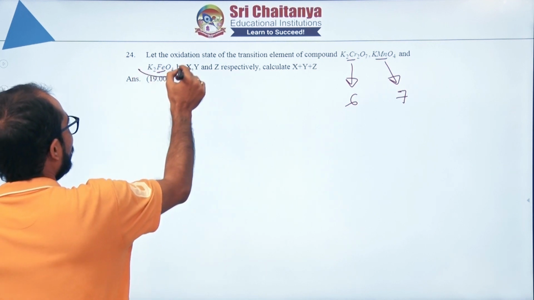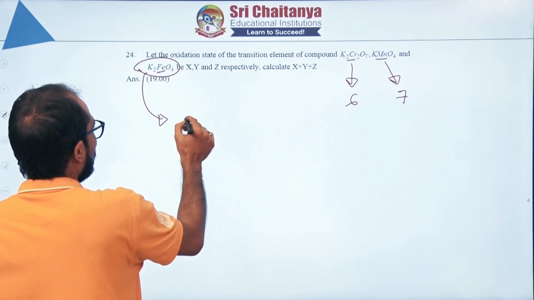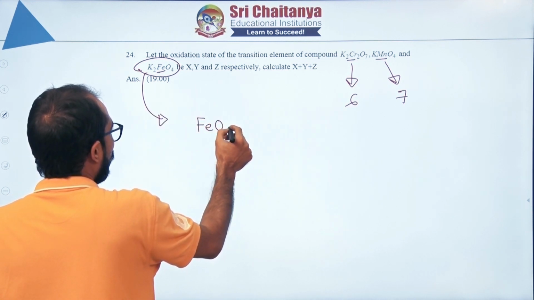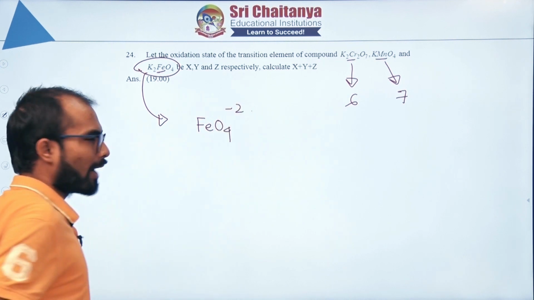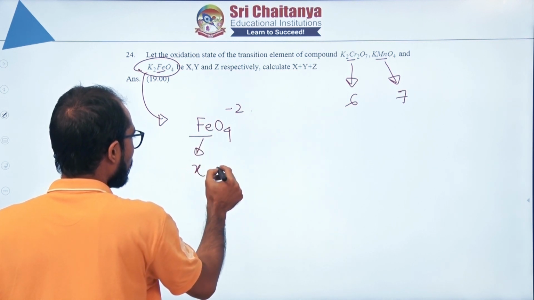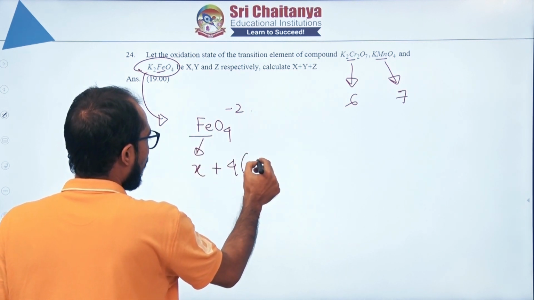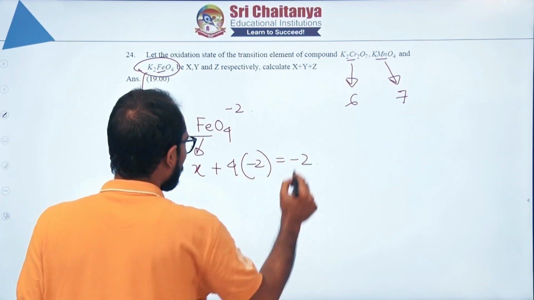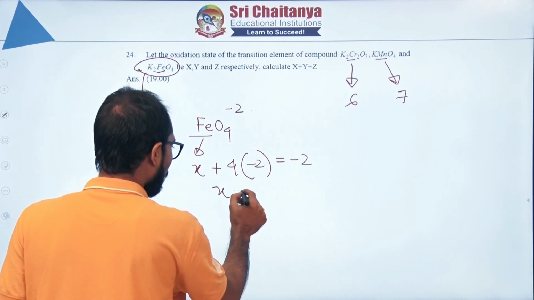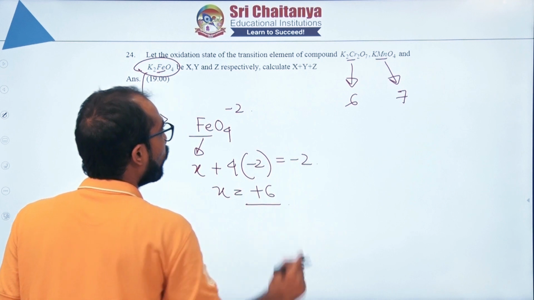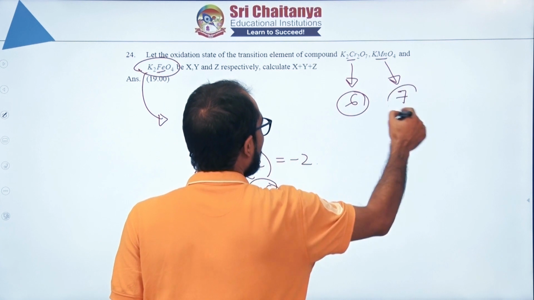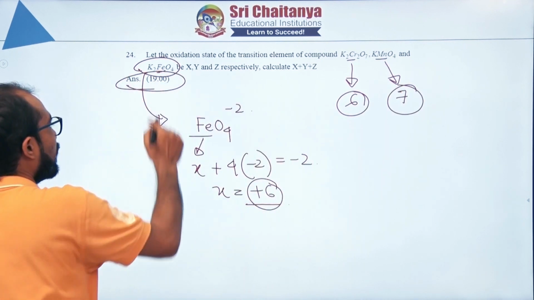And what about this one? Let me see. I leave out the 2K, that means FeO4 will have a charge of minus 2. Now, if I assume the oxidation state of iron to be X, plus 4 into minus 2 gives minus 8, equal to minus 2. When it goes to the right hand side, X will come out to be plus 6. So, you can add this plus 6, plus 6 and plus 7. So, the answer will come out to be 19.